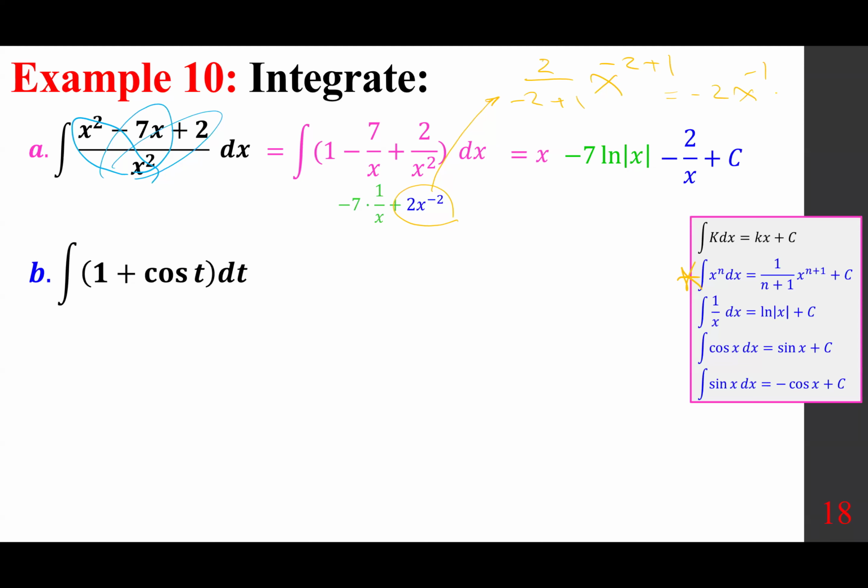The integral of 1 plus cosine t dt. First and foremost, make sure you see that t is the independent variable, meaning that the integral of 1 is not x, it's t. Okay. Cosine, the derivative is negative sine, the integral is positive sine, and a constant.